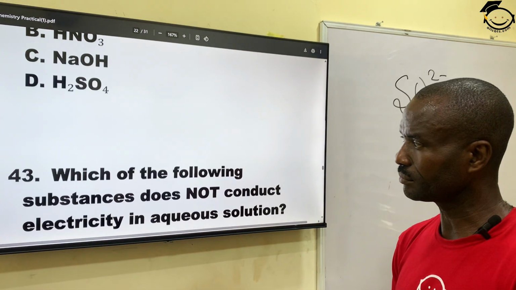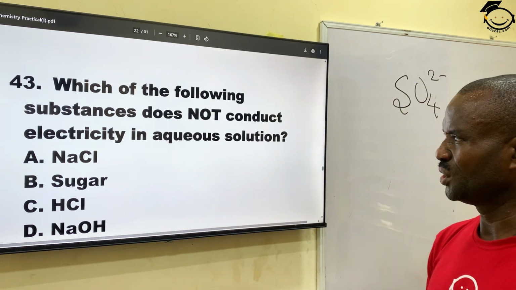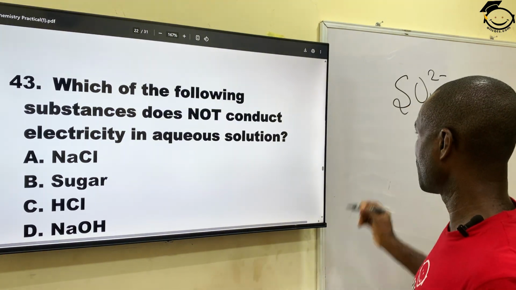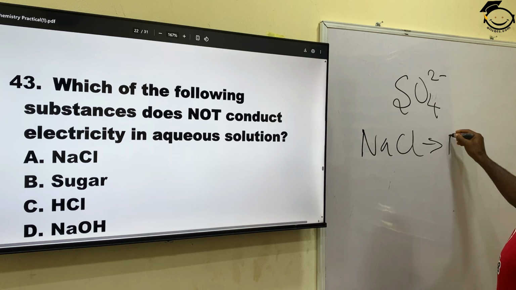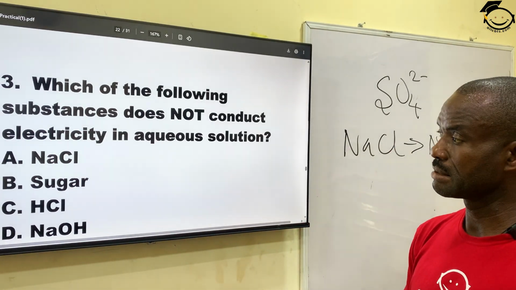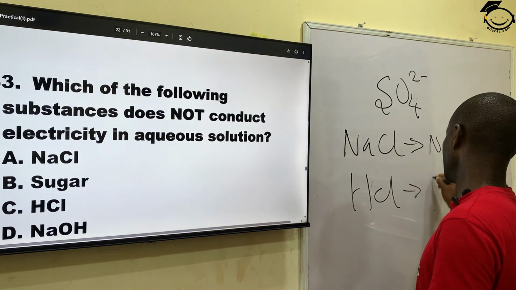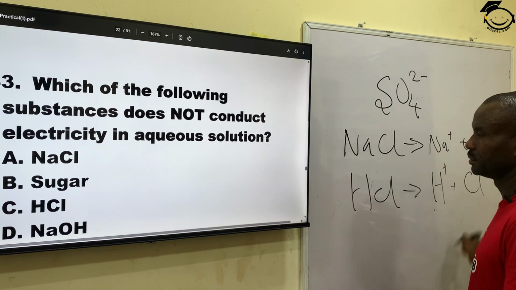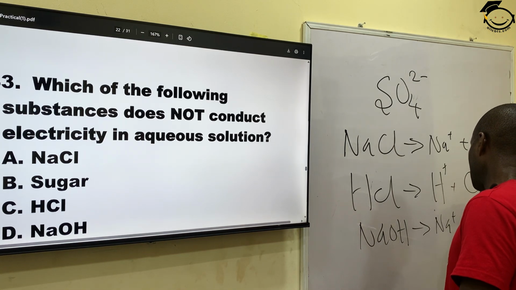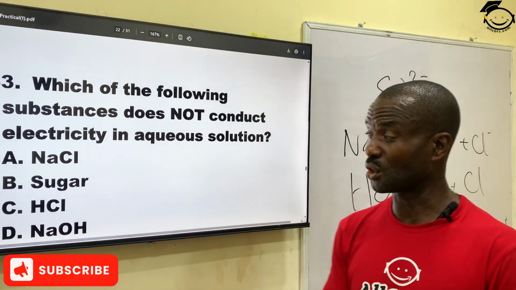Question 43. Which of the following substances does not conduct electricity in aqueous solution? Only electrolytes will conduct electricity in aqueous solution. So sodium chloride, of course, will dissociate into sodium ion and chloride ion, so it is going to conduct. Sugar, that is glucose or starch. HCl will dissociate to give you hydrogen and chloride. Then sodium hydroxide will dissociate to give you sodium ion and hydroxide ion. But only sugar will not dissociate. So the correct answer is B, sugar. It will not conduct electricity.